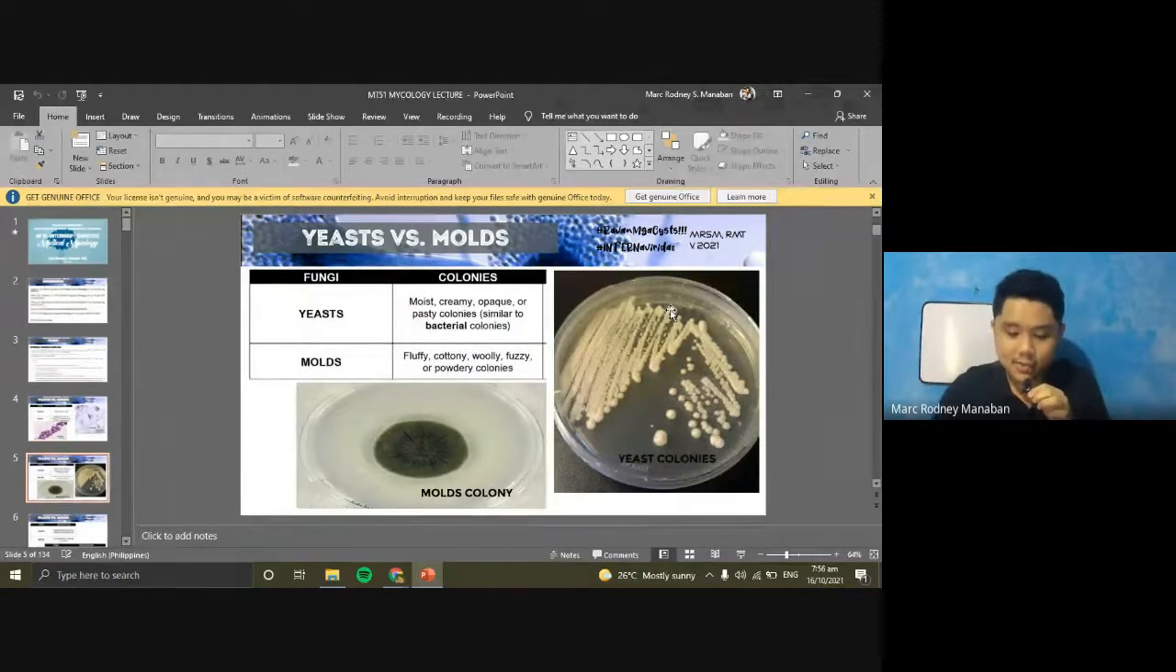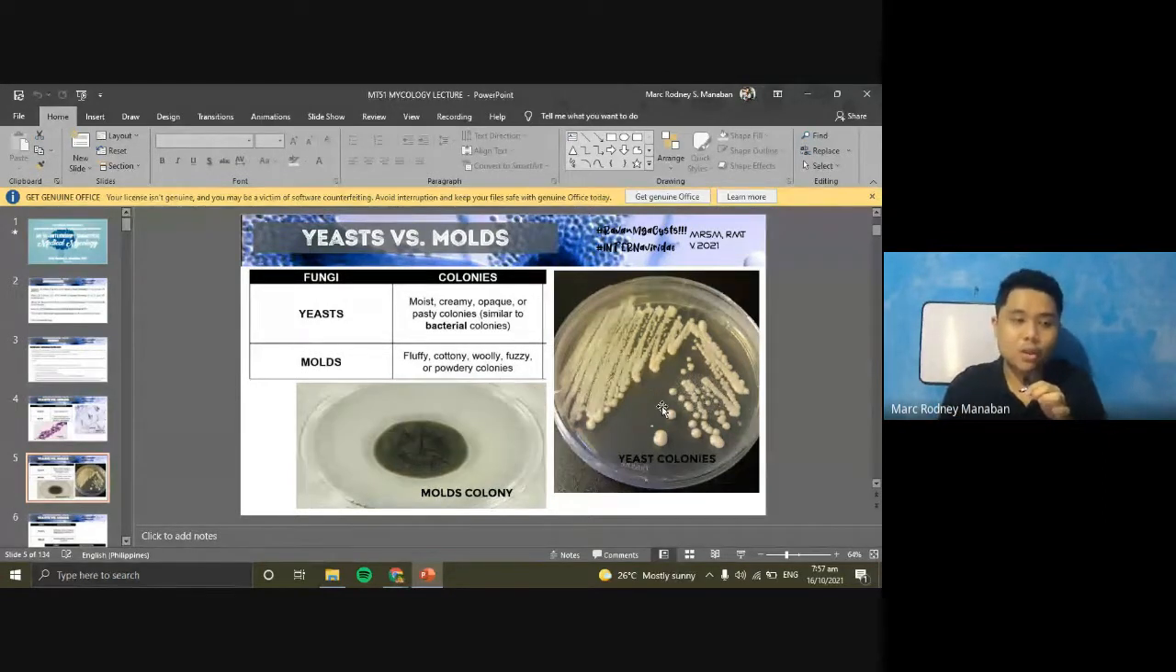Sige. Next, for culture or colonies of the fungi, the colonies of the yeast usually resemble that of bacteria. They can be mucoid, creamy, opaque, or pasty colonies. So they're really similar to your bacteria. As you can see, di ba? Meron siyang bacterial colony. Now, for your molds, they are usually fluffy, no? Cottony in appearance or medyo bagga sila. All right? So they are cottony, powdery, woolly, fuzzy, no? Fluffy basta.